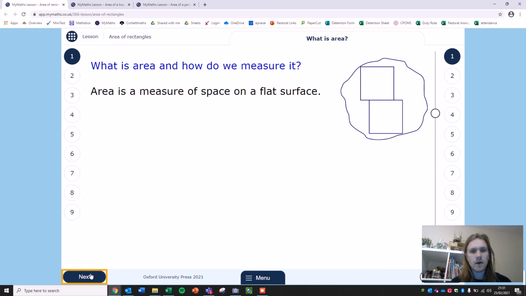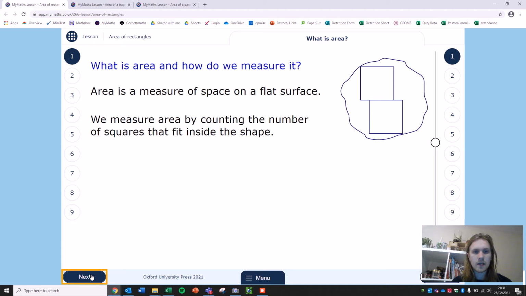So area is the measure of space on a flat or 2D surface, as I'm sure you know. And when we first learned to measure area, and even now, even when we do the fanciest of shapes, all we're really doing is a fancy way of counting the number of squares that fit inside a shape. You could find the area of the most complex shape with the most complex method. Still, essentially, all it really is is a fancy way of counting squares.